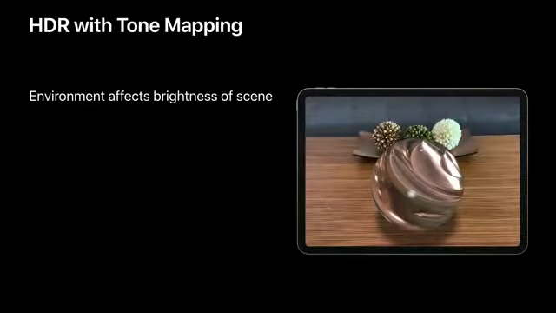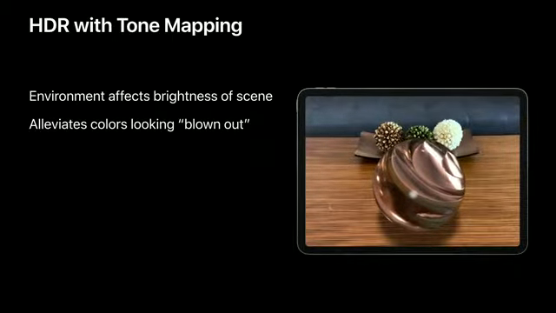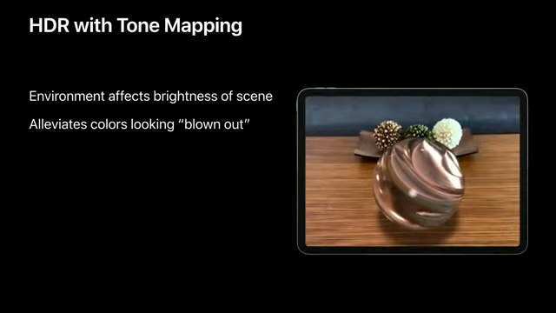Depending on your model and the environment, some colors might look too bright or blown out, such as the shiny marble. AR Quick Look uses HDR with tone mapping to provide a greater range of brightness and contrast. As you can see, without it, the marble looks too bright and out of place. But with HDR, it blends in with the environment.